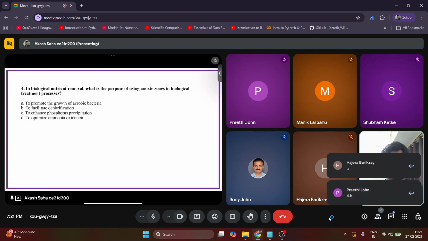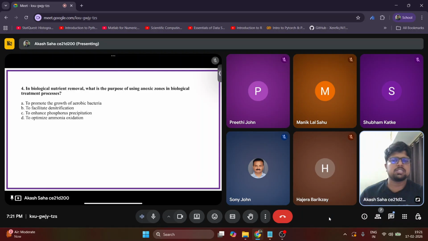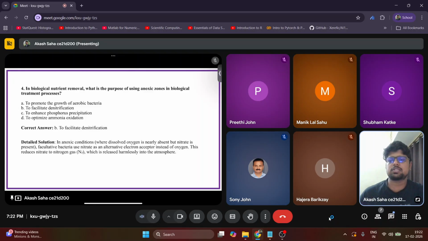So basically, we all know for denitrification, we don't need oxygen. Oxygen is not the electron acceptor for denitrification. So we need some anoxic zone where nitrate can be used. In anoxic conditions, oxygen is not the electron acceptor. So that's why, to facilitate denitrification, we use the anoxic zones.